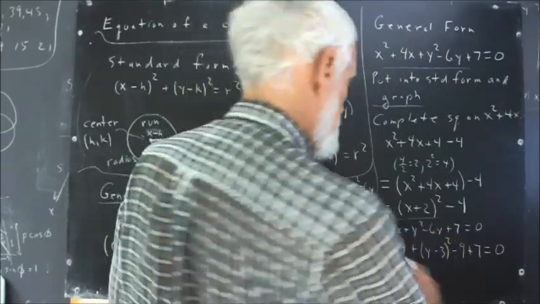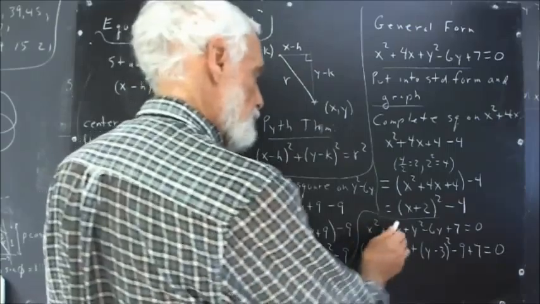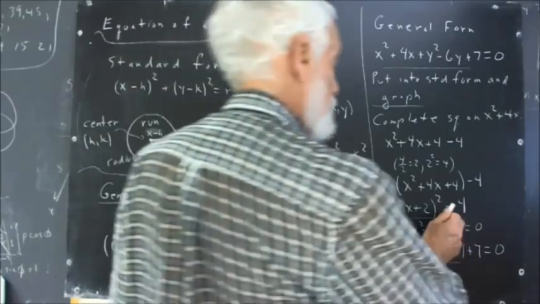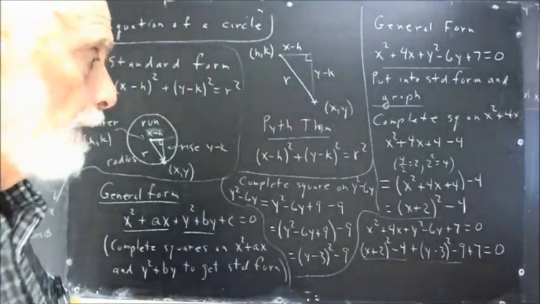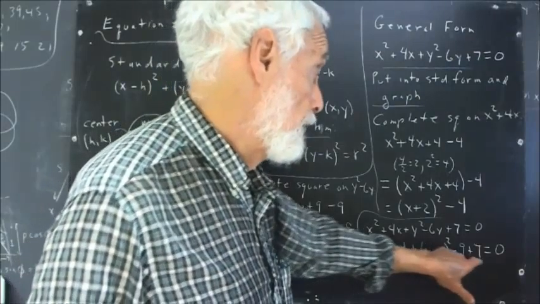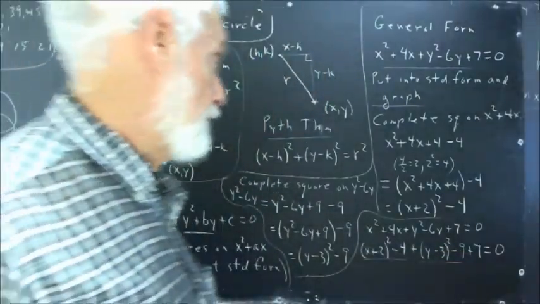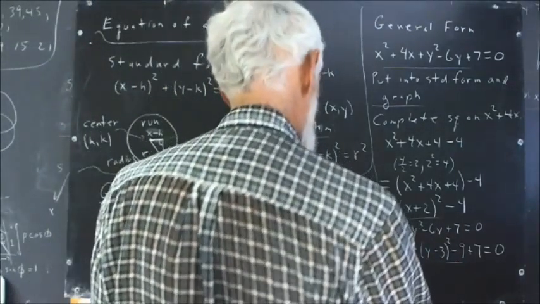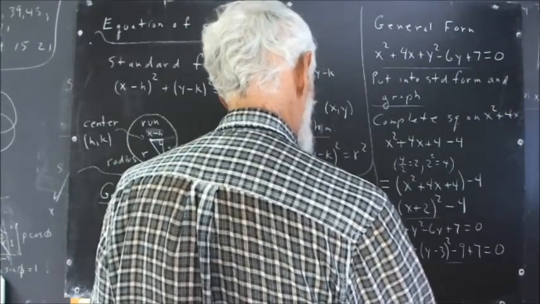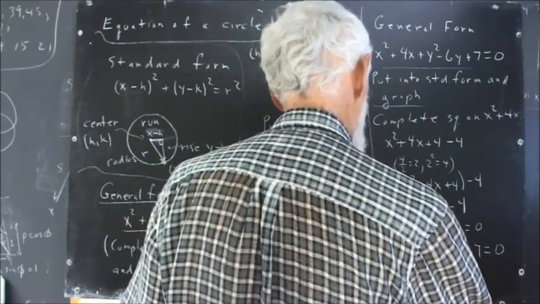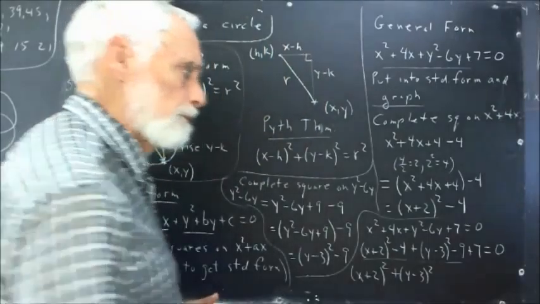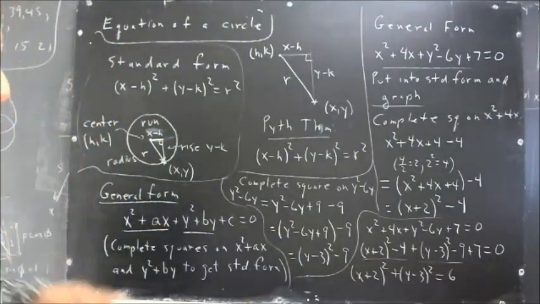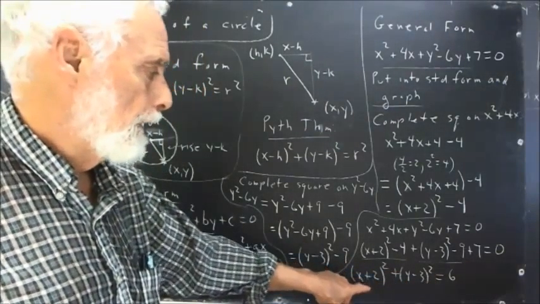So we do that replacement. Here's our completed square on x squared plus 4x, our completed square on y squared minus 6y, and our 7 is still there. And then we just put our -4, our -9, and our 7 together. That's going to give us -6. If we add it to both sides, we again get x plus 2 squared plus y minus 3 quantity squared equals 6. That's a circle with center at (h, k).